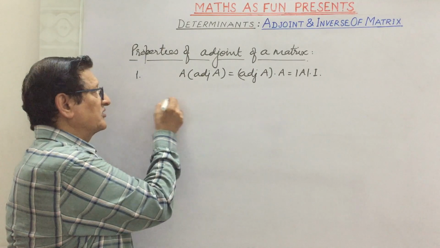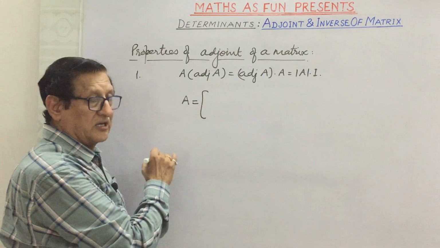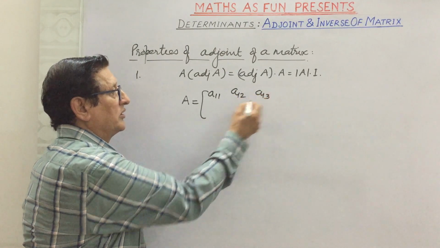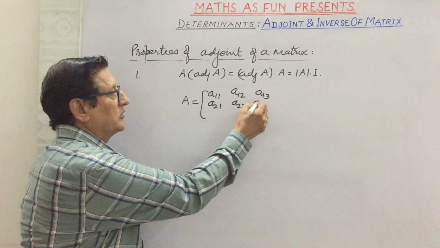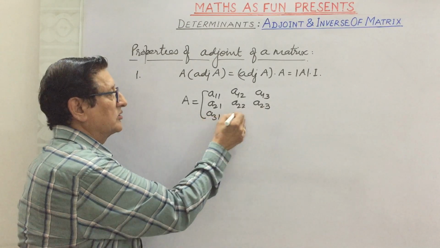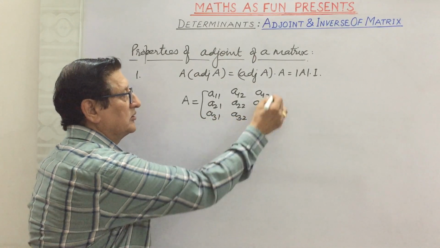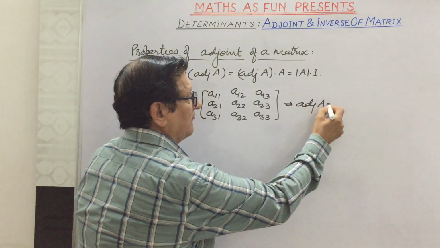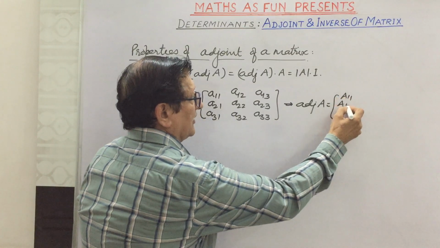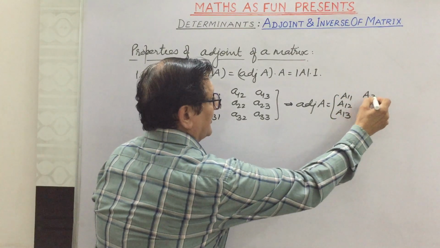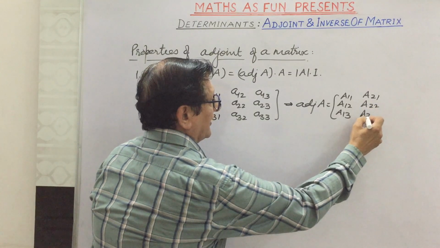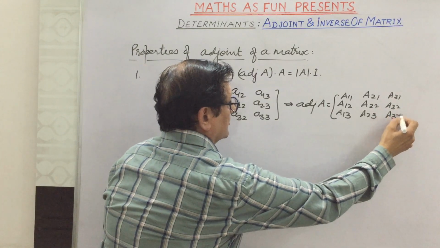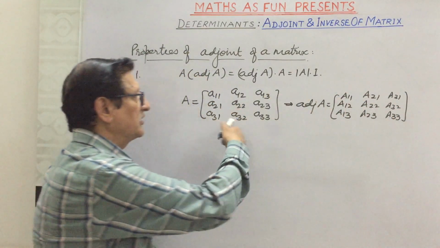To find the verification of this, suppose we have a square matrix A having the elements A11, A12, A13, A21, A22, A23, A31, A32, A33. Then we know that the adjoint of this matrix A will be A11, A12, A13, A21, A22, A23, A31, A32 and A33, where these are the cofactors of all these 9 elements.